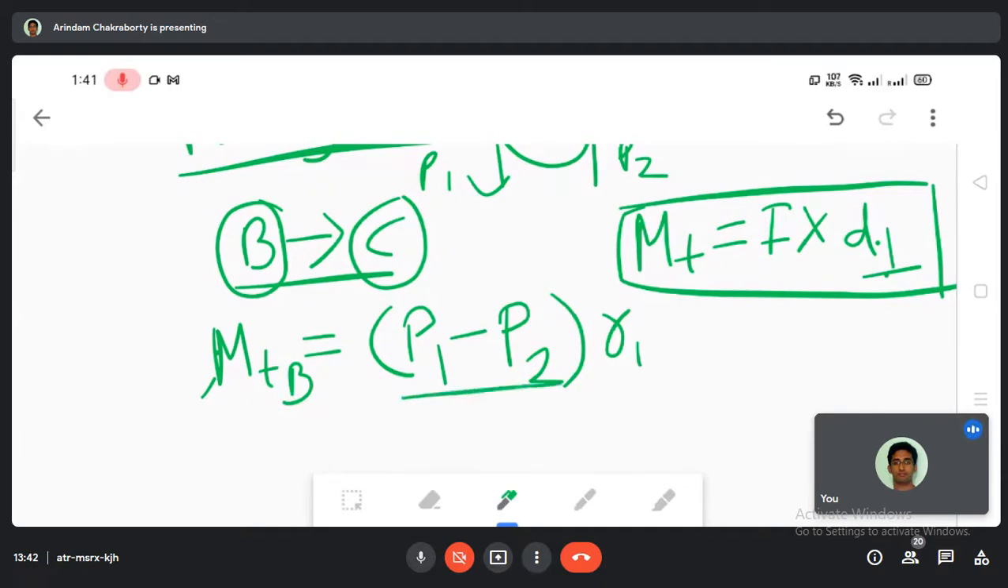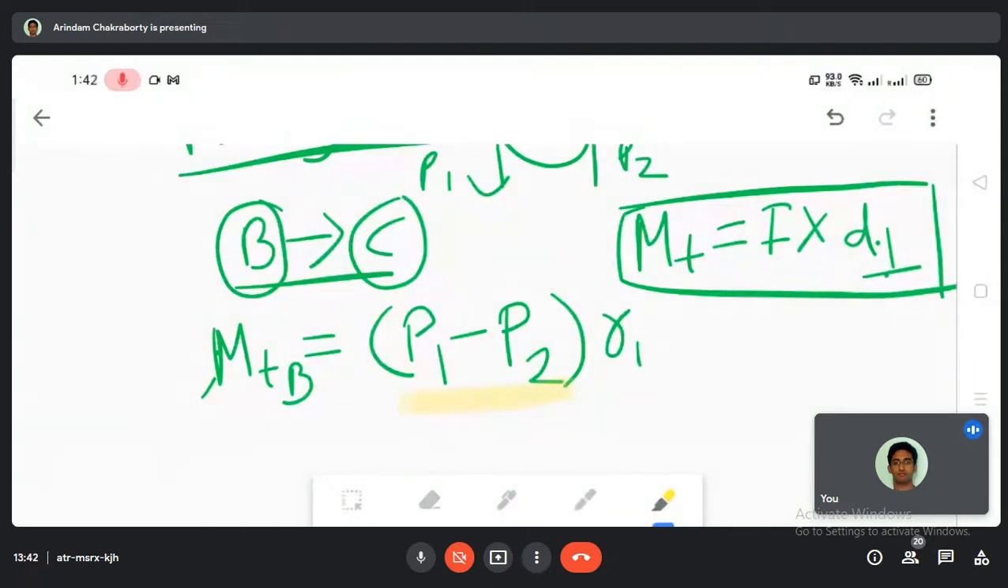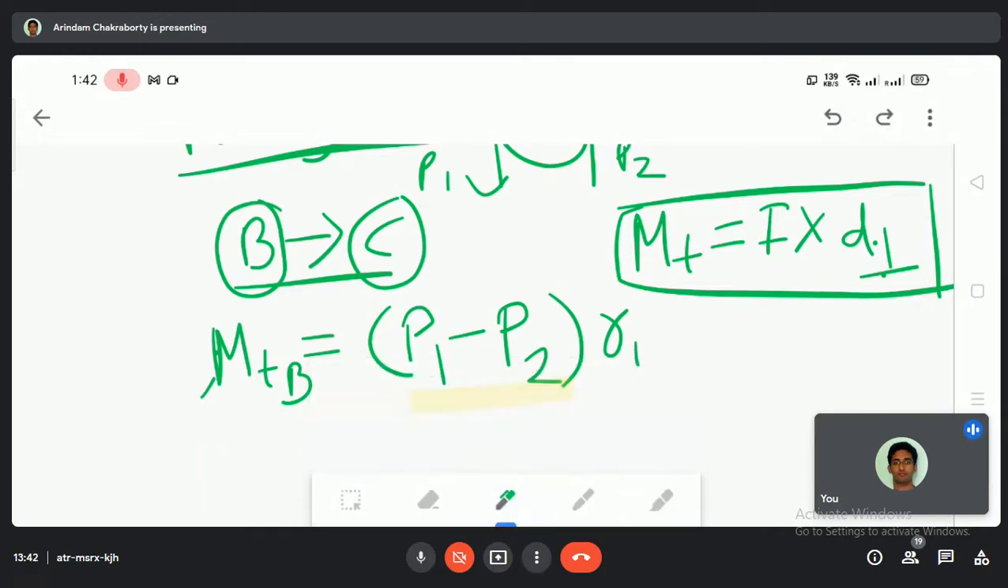What does that mean? This is the overall force acting on the pulley. This is not the gross force, I'm repeating. This is the overall force. Overall force means net force, the plus minus what force is there, and gross force means total amount of force. So what is happening is that we have done the force into distance.